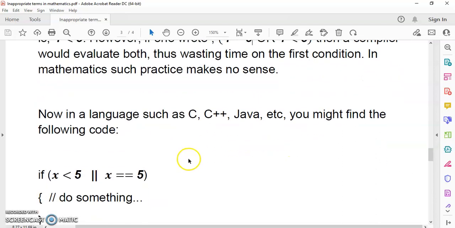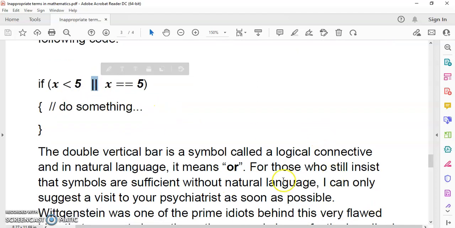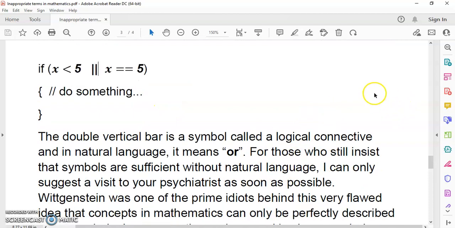Now, in a language such as C or C++ or Java, you might find the following code: if x is less than 5, double vertical bar, x is equal to 5, then do something. This here means if x is less than 5 or x is equal to 5. So it's a symbol called a logical connective, and in natural language it means or. Note, in natural language it means or. Just imagine if somebody had to write that without explaining to you what it means in natural language. You'd have no clue what this means.